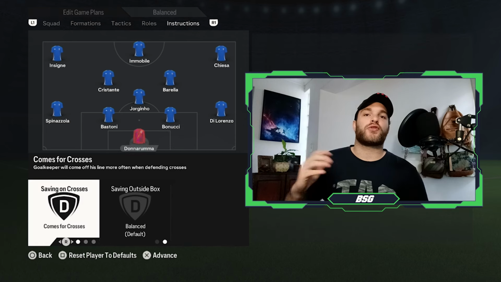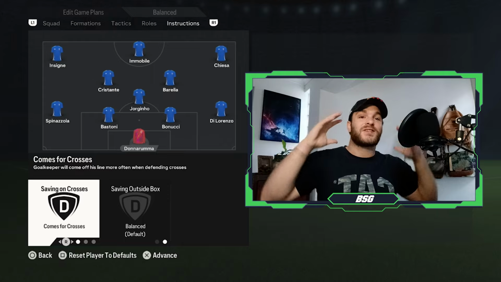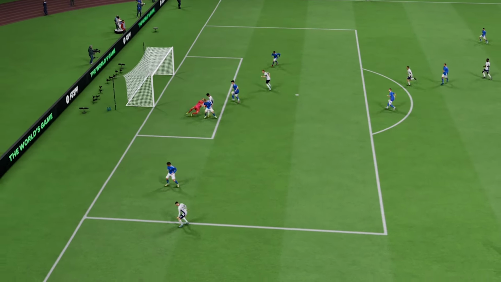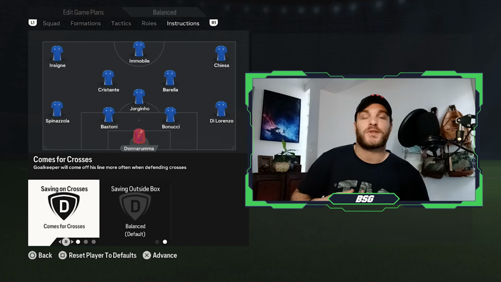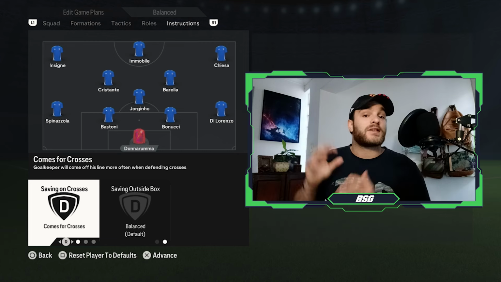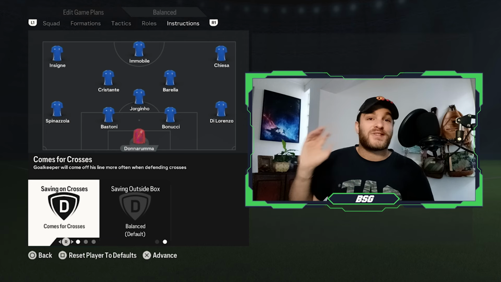And then finally, the role of Donnarumma will be set to come for crosses. At that time, he was absolutely insane, looking to claim every single aerial ball. But at the same time as well, Chiellini and Bonucci were very good in the air themselves. So aerially, Italy were sorted. You couldn't get the best of them at all. And Donnarumma was fantastic in doing that.